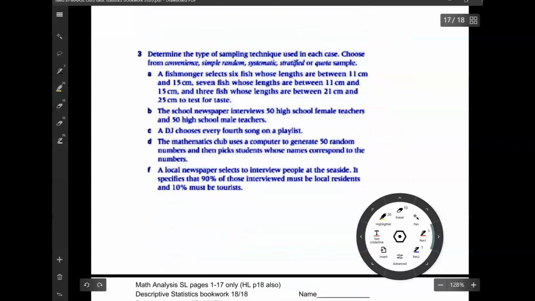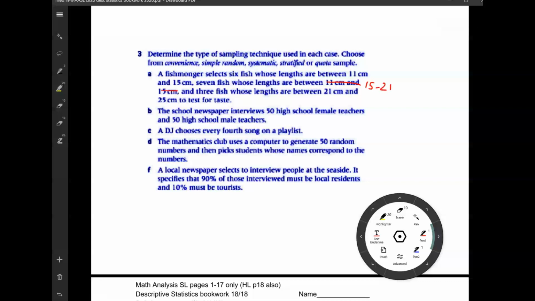Let's go to the next one. I'm just going to read this as is, but I think that there's a mistake in the question. A fishmonger selects 6 fish whose lengths are between 11 and 15, 7 fish whose lengths are between 11 and 15, and 3 fish whose lengths are between 21 and 25 to test for taste. I think that this middle one here should have been 15 to 21, because then there wouldn't be 2 identical categories.